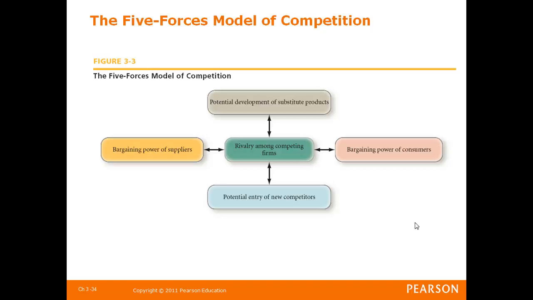The one at the bottom is the potential entry of new competitors. How many companies are entering this industry? How attractive is it? How easy is it to enter this industry? And the one at the left is the bargaining power of suppliers. So the people that are delivering the raw materials, the input to your production process, how powerful are they?